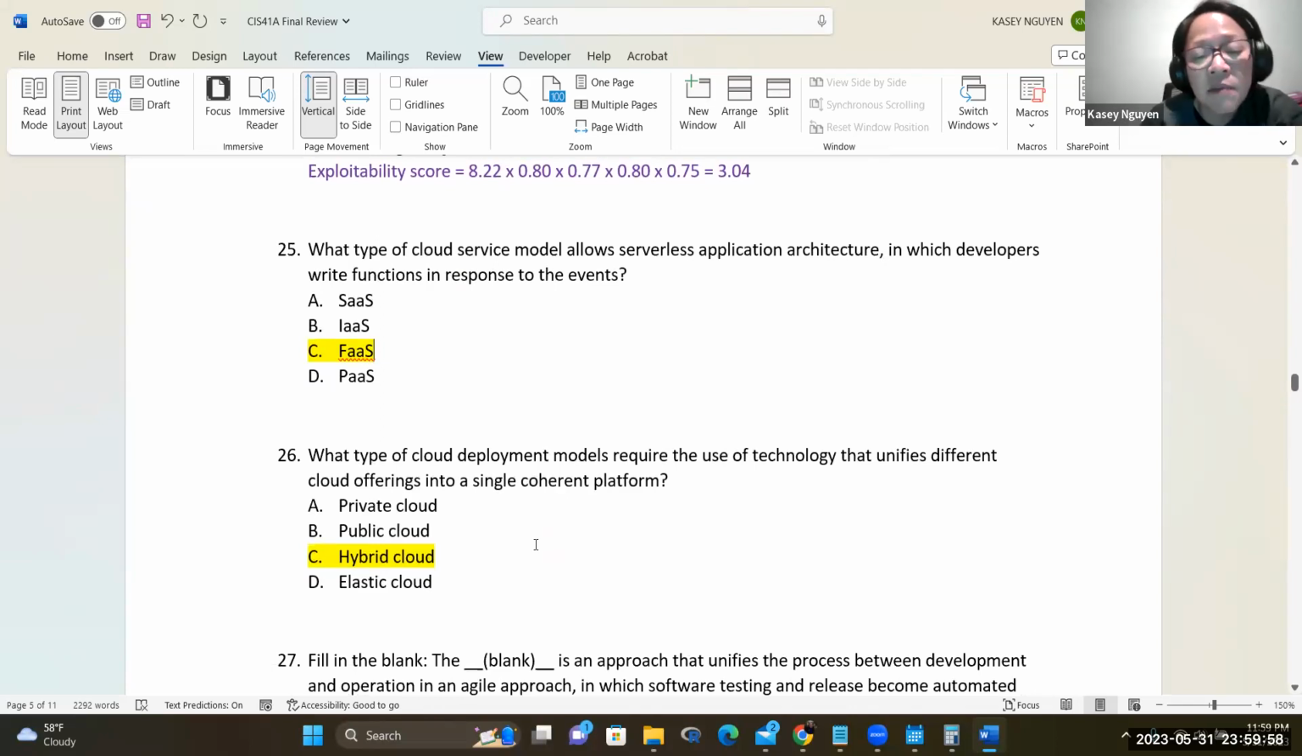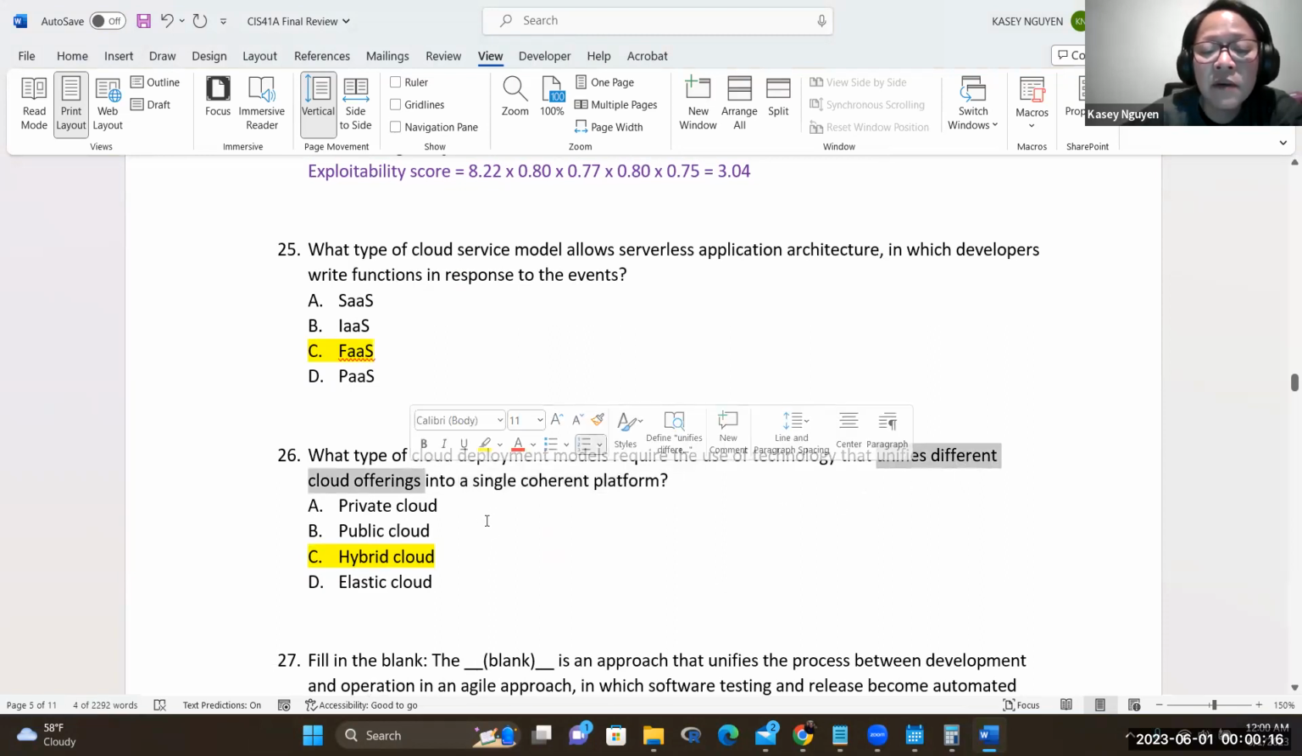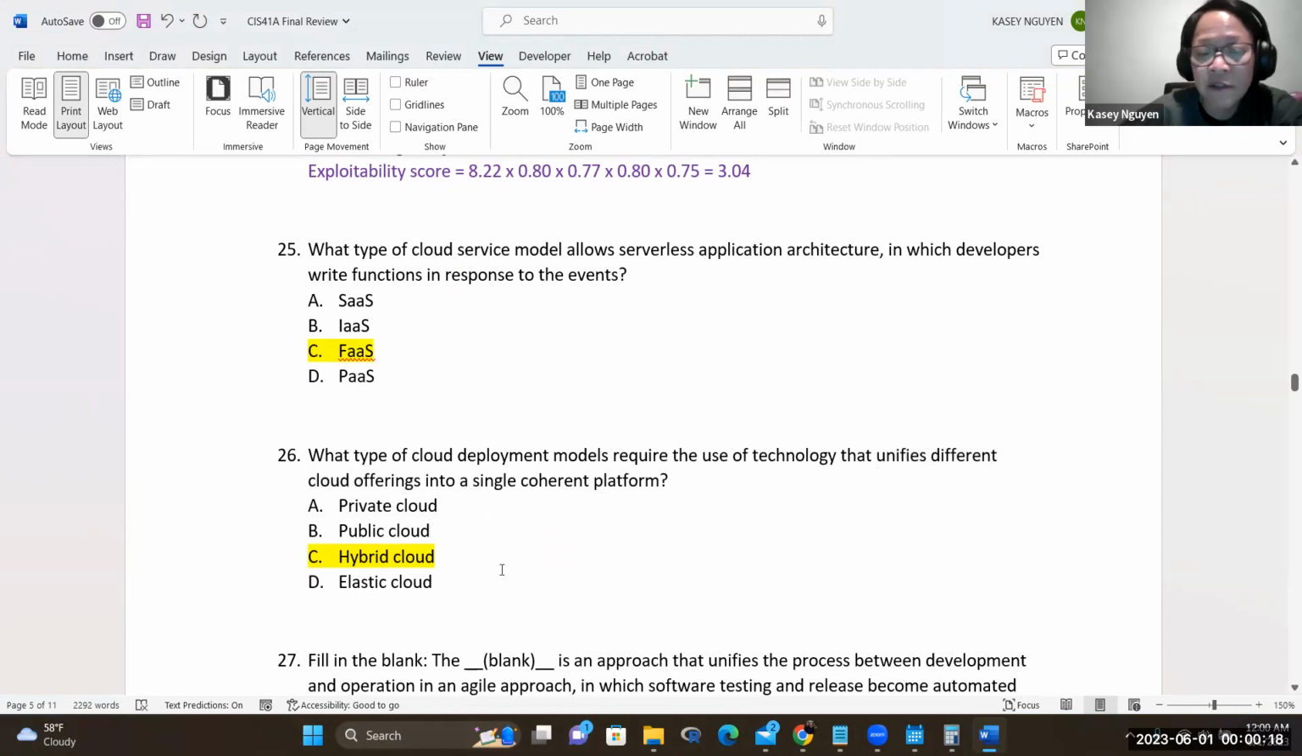26. What type of cloud deployment models require the use of technology that unifies different cloud offerings into a single coherent platform? And this is going to be hybrid cloud. The key word here is that we are unifying different cloud offerings. So that means that we're combining different types, which leads us to C, hybrid cloud.